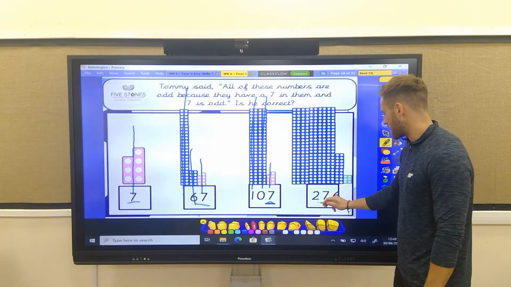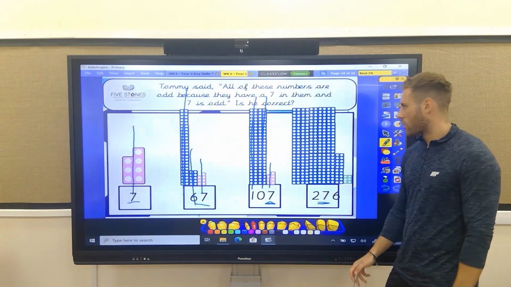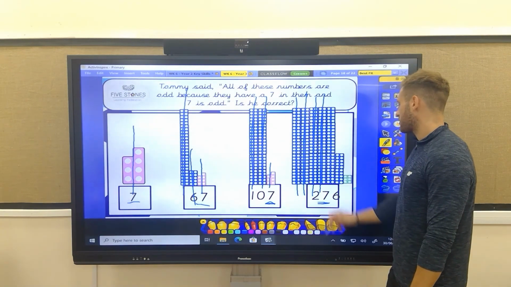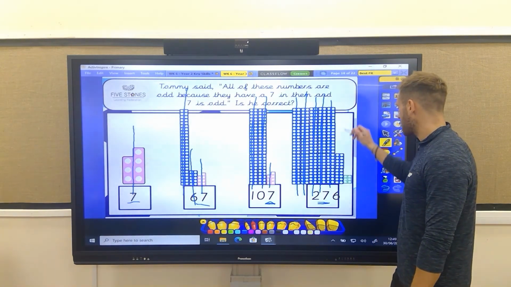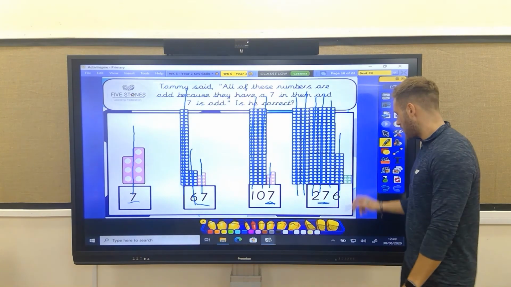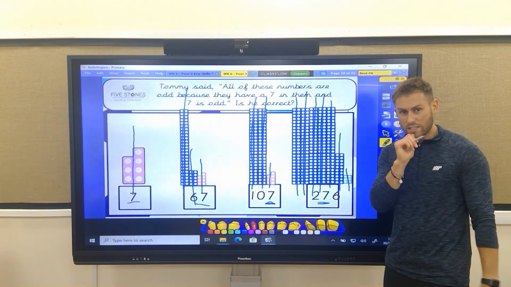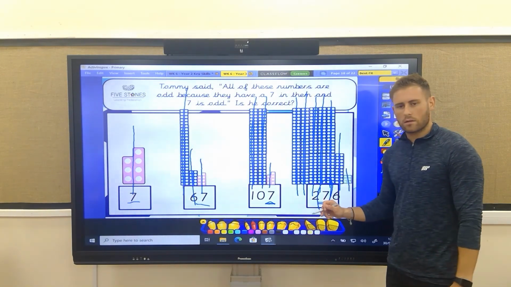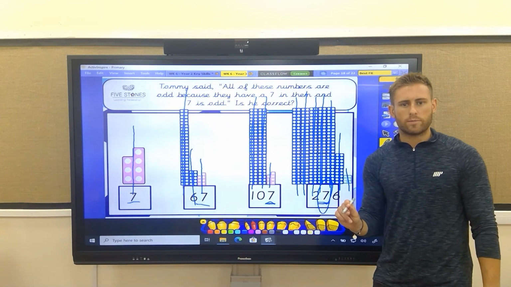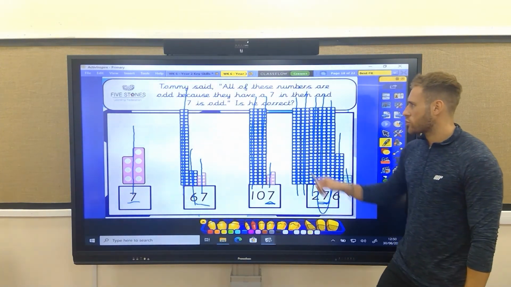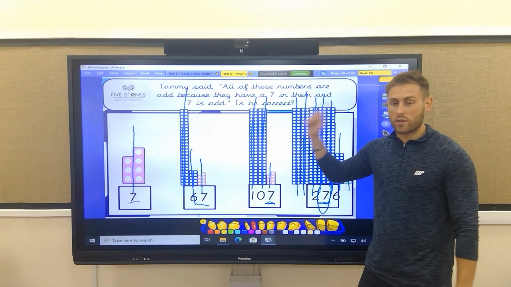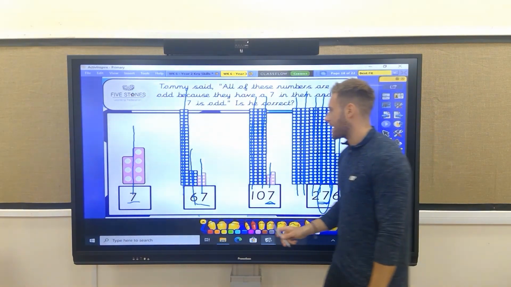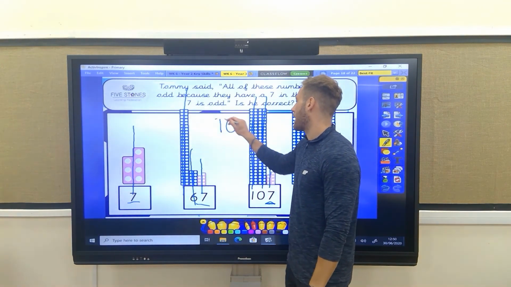But this number, 276, where the 7's in the 10s column, we share our 200, it's fine. Share our 70, that's fine. And we share our 6, that's fine, it's equal. So that number has a 7 in it, but it's still even. Tommy's knowledge of 7 being odd, even though that's correct, it only has an odd impact when it's in the ones column of the numbers that we have.